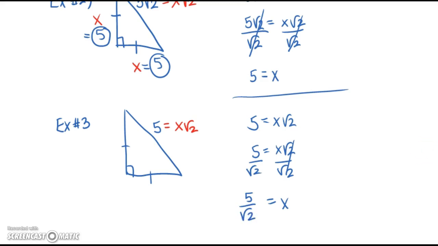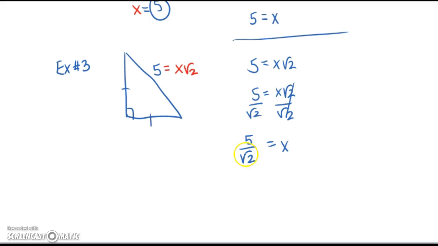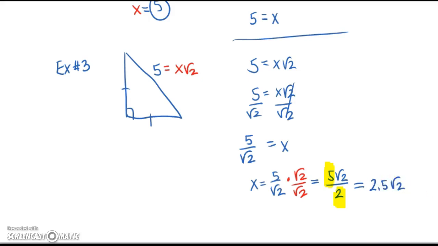You can leave your answer like this, but it's not considered simplified because you have a root in the denominator. So let's take our 5 over root 2. And to simplify, we're going to use this process called rationalization. So we're going to multiply the numerator by root 2 and the denominator by root 2. And when you do that, the new numerator is 5 root 2. And the denominator, root 2 times root 2, is just plain old 2. And you can leave your answer like that, or because 5 and 2 both exist outside of your root, you can do the division and leave it as 2.5 root 2.